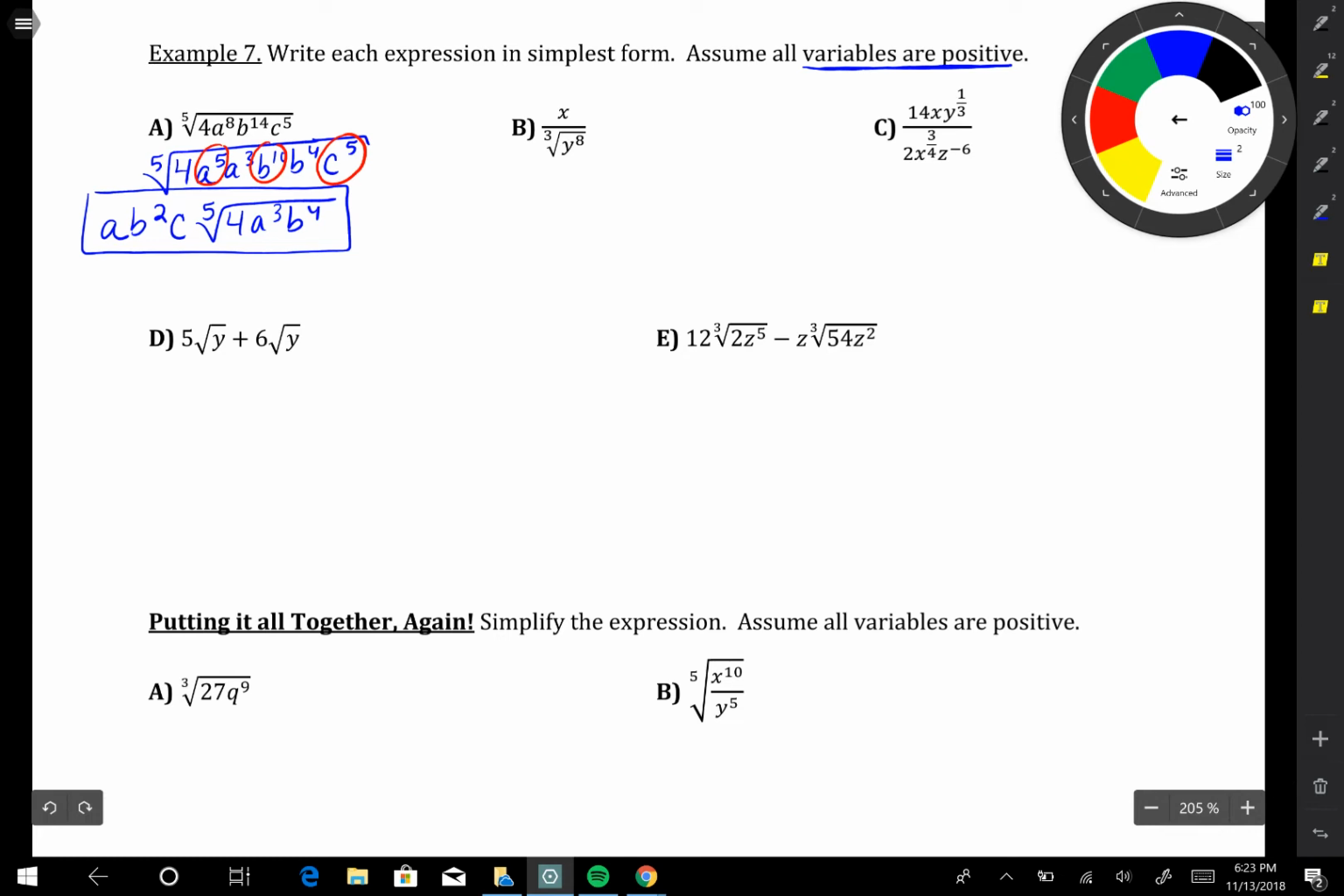Looking at B, I see that I have a radical in the denominator of a fraction, which is definitely a big no-no. But before I try to rationalize the denominator, I'm going to simplify that radical. I have the cube root of y to the 8th. Well, let's see. What is the greatest multiple of 3 that is less than 8? That would be 6, right? Y to the 6 times y squared would be equivalent to y to the 8th.